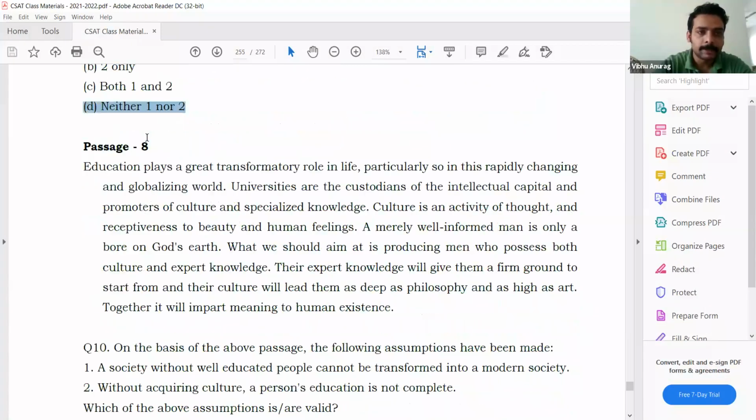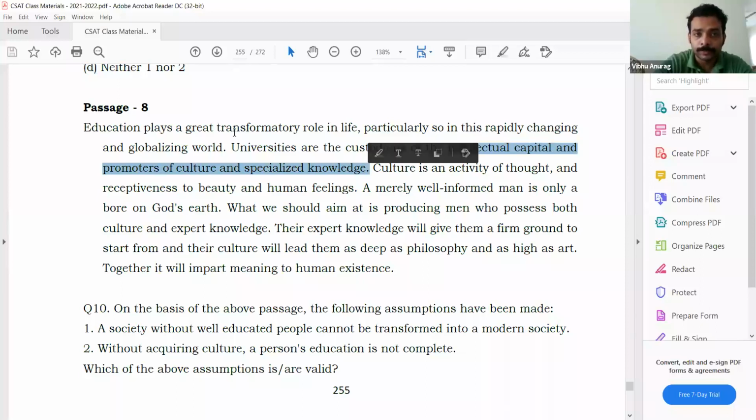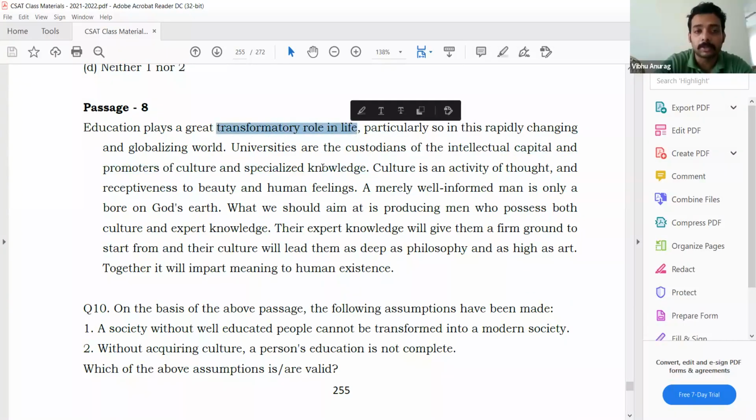Okay, and passage 8. Education plays a great transformatory role in life, particularly so in this rapidly changing and globalizing world. Universities are the custodians, custodians means gatekeepers, of the intellectual capital and promoters of culture and specialized knowledge. So education will play a transformative role. That's what the author is saying.